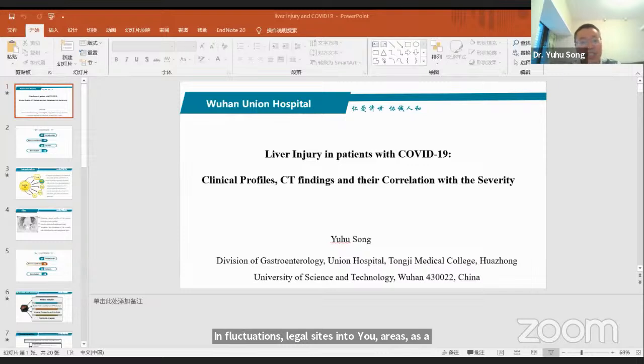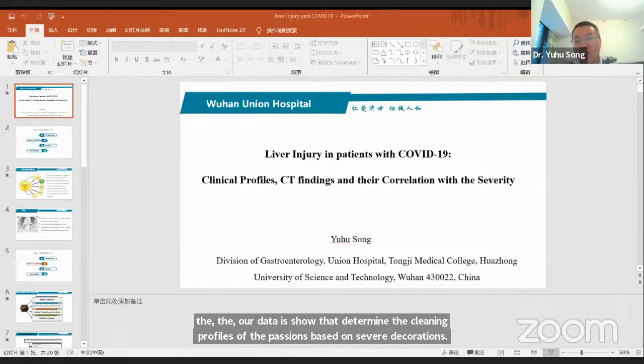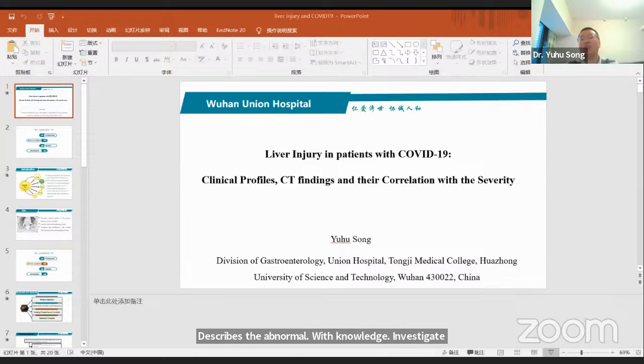As a rule, CT is widely used to detect pneumonias caused by coronavirus. But we didn't find papers about abdominal CT scans in this data. So the aim of our study is to determine the clinical profiles of the patients based on severity gradings, describe the abdominal radiological signs, and investigate the correlations of the severity with the clinical profiles and radiological signs.